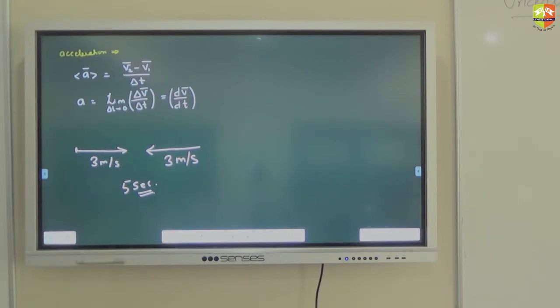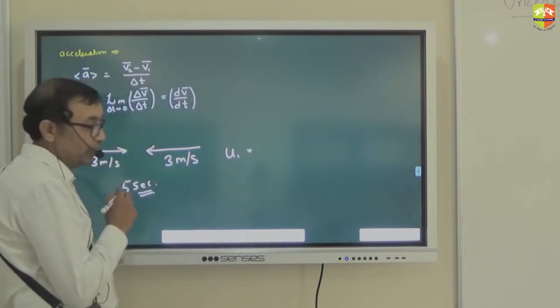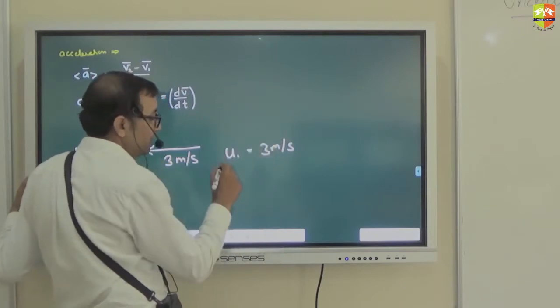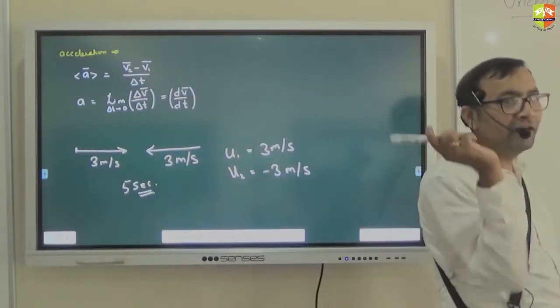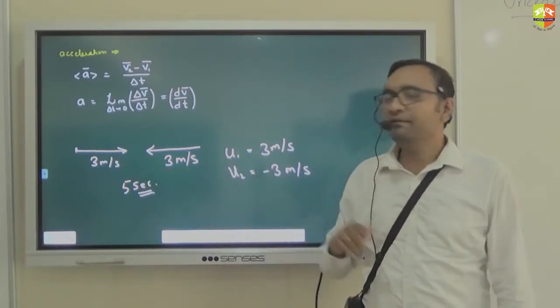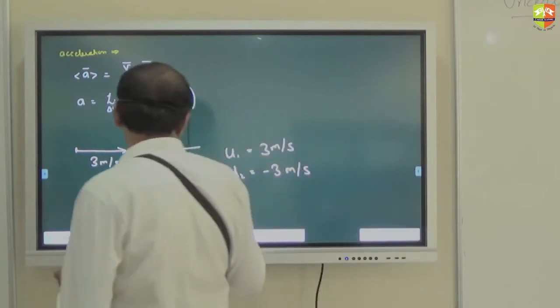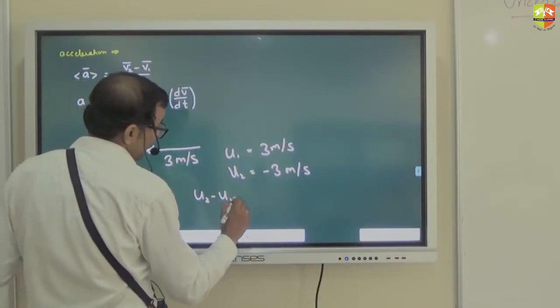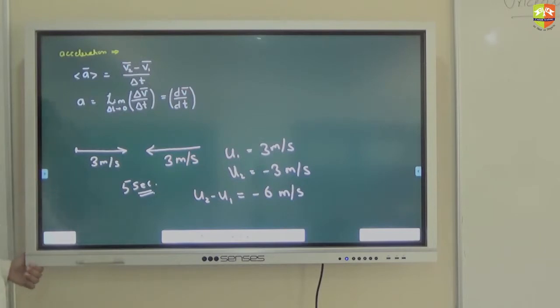Why is it not zero? See, the magnitude of velocity. Initial velocity is what? Let's say 3 meter per second initial. Final velocity is what? Minus 3 meter per second. Velocity is a vector. If one direction is positive, the other direction is negative. So if the initial velocity you are taking positive, the final velocity will be negative. Yes or no? So V2 minus V1 will become what? V2 minus V1 is -6 meter per second. That divided by 5, so -6 by 5 meter per second square is the acceleration. What does minus signify?